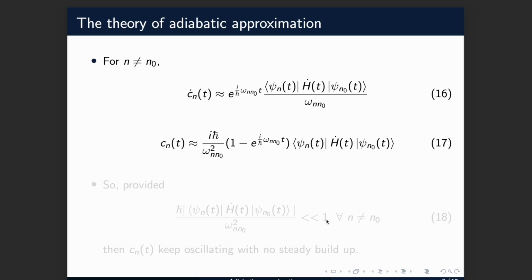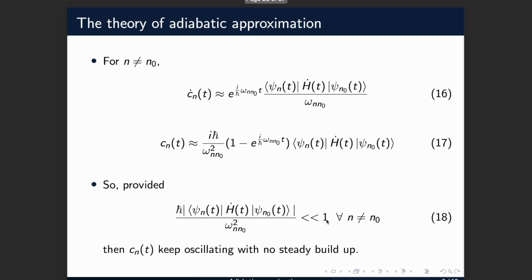For n not equal to n naught, we get the expression as 16. Now take the derivative by treating the H dot term as small and we get expression 17. Provided the condition that H dot is small and the expression with the derivative is very small, then the coefficient c n of t attached to the eigenvectors keeps oscillating. It will not show any significant build-up.